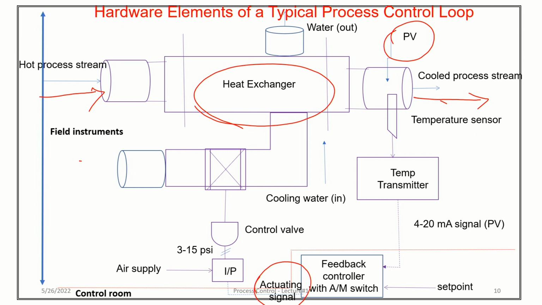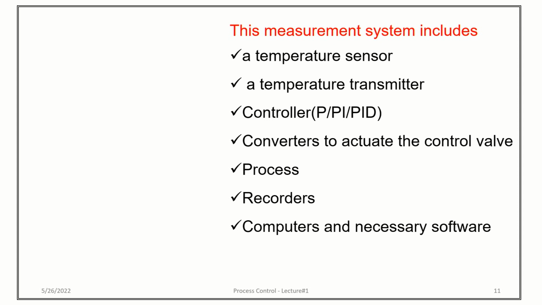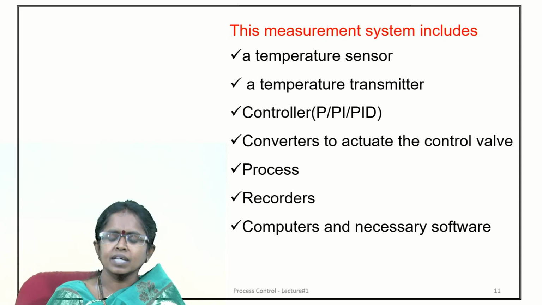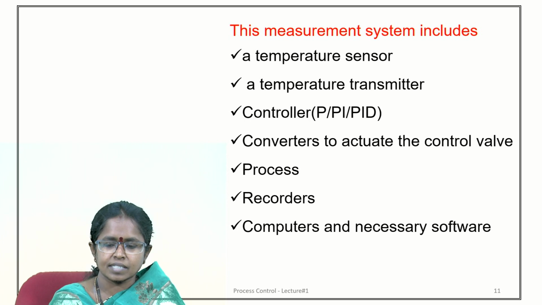The important components present in this diagram are, first, the sensor, then the temperature transmitter, then the controller, then the actuators, that is your converters, I to P converters, then the control valve, right? If you take this process, the objective of the plant is to keep the temperature of the process steam at the desired value. So the variable we are interested in controlling is the temperature of the process steam, right? The measurement system includes the temperature sensor, the transmitter, controller, converters to actuate the control valve, process, recorders, computers and necessary software, right?